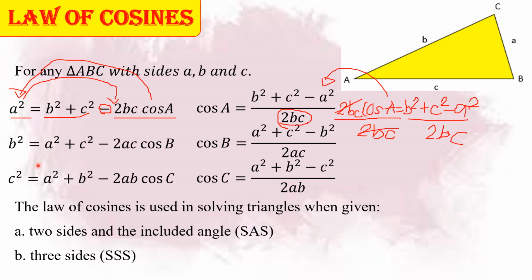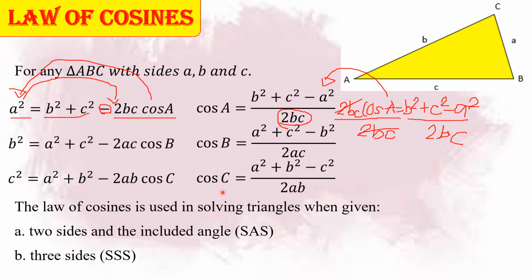So, divide nyo lang both sides yung 2AC. So, 2AC din sa kabila, to cancel out the 2AC dito sa may gilid. So, magiging cosine B is equal to A squared plus C squared minus B squared all over 2AC. Okay? So, ganun nakuha din si cosine B. Same goes with the cosine C. Pero madali lang itong i-memorize.